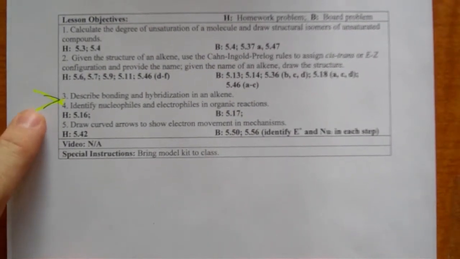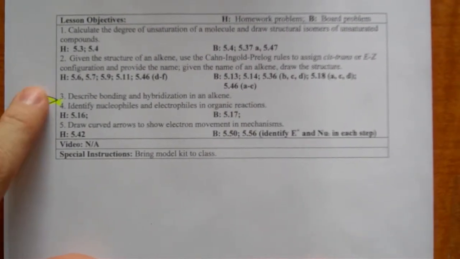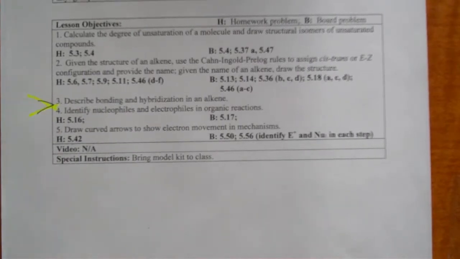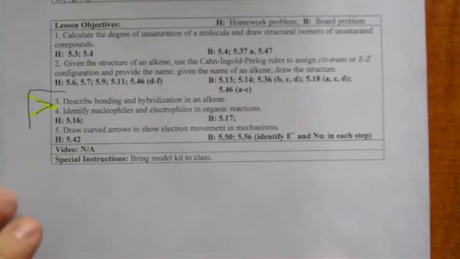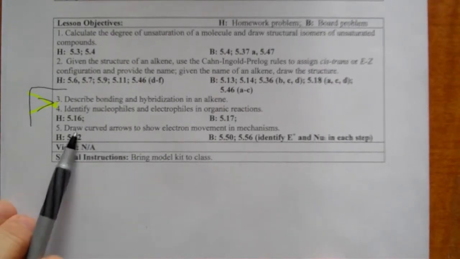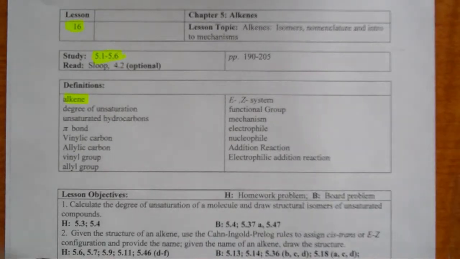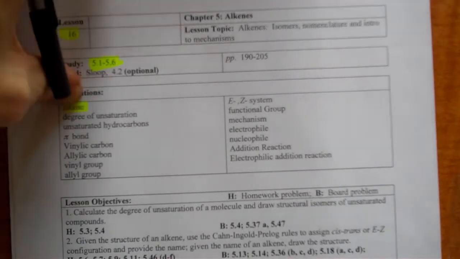Describe the bonding and hybridization. I didn't do that for number 3, so refer to the last video because I ran out of time. And identify nucleophiles and electrophiles in organic reactions, and then draw curved arrows. Sounds like a lot, but this is the story of the rest of our lives here in organic chemistry. So I'm going to use a few examples from alkenes, but got to understand that this is what we're going to be doing the rest of our lives.